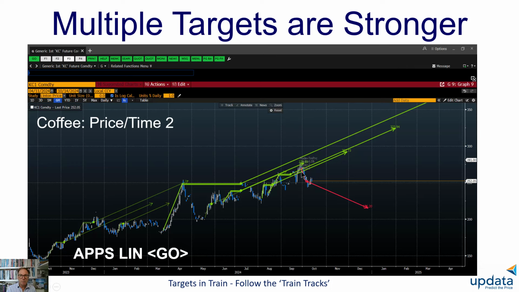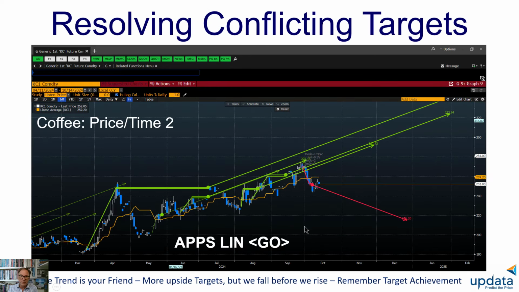Here with coffee, we've got a good example. We've got a downside target and an upside target. Which one would you go for? Well, the upside targets, you follow these train tracks. The upside targets are going to be the ones that you would put more emphasis on. But you have got a downside target. It just suggests that you've got a degree of caution. If we move above this level, then that target is negated, and then we get renewed confidence in these upside targets. If we start to see these targets coming off the chart with negation levels, so we break below these levels, then we start to see the downside. But for the moment, that's what we look at.